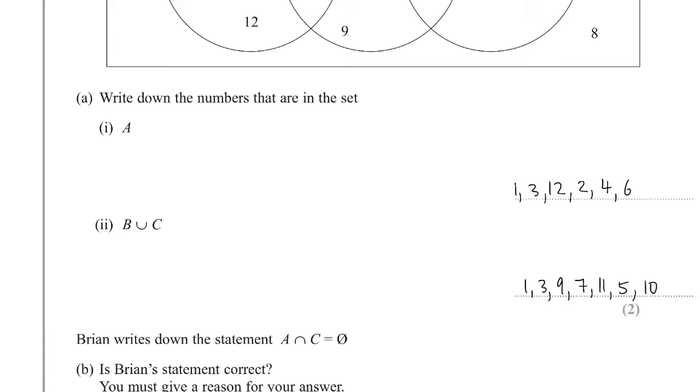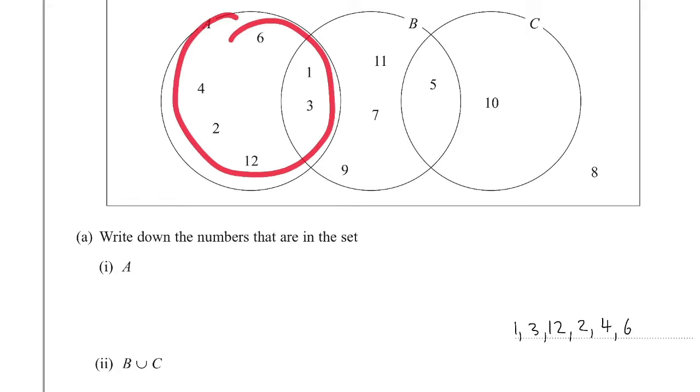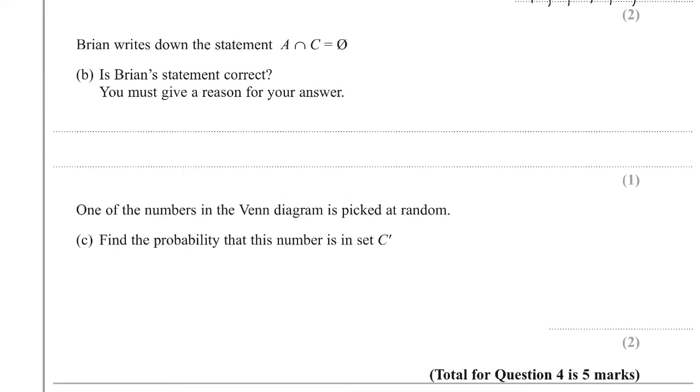And Brian now writes down the statement A intersection C, that's the intersection, and this is the symbol of the empty set. Now, empty set means nothing, so is Brian's statement correct? Well, we see that A and C have nothing in common. They appear as two disjoint circles on this Venn diagram, and therefore, yes, because A and C have no elements in common.